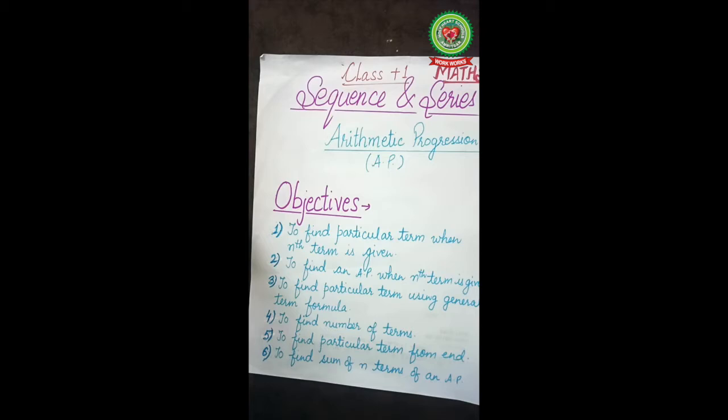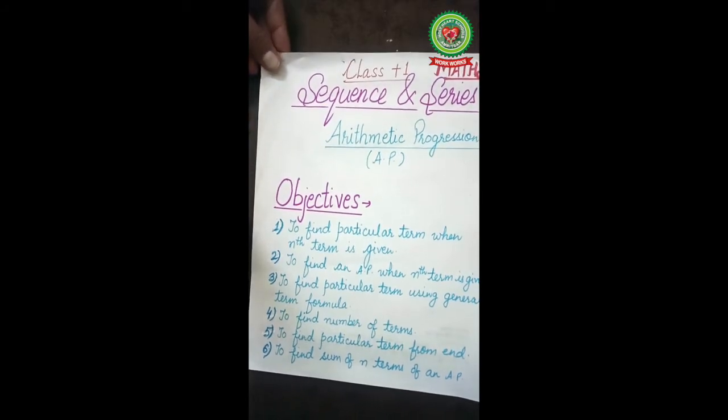As we have already discussed the first two types of an AP, that is to find a particular term when the nth term is given, and second, to find an AP when the nth term is given. Today we are going to start with the third and the fourth type, that is to find a particular term using the general term formula, and next one is to find the number of terms, again by using the general term formula. Both the types are based on the general term formula.